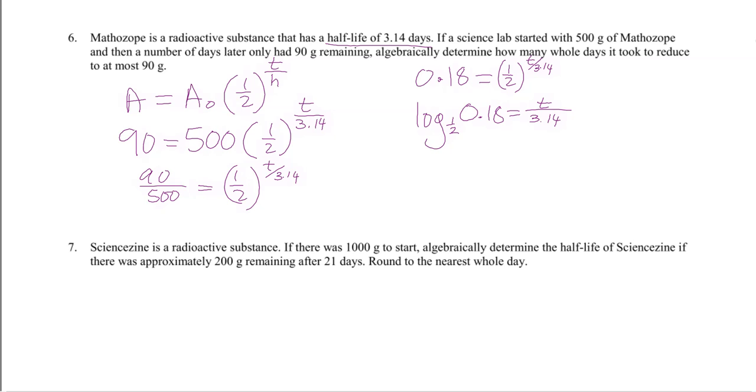So log base 1/2 of the number, we're going to get 0.18. Okay, and you can write that as 90 over 500, right? You go log base 1/2 of 90 divided by 500 equals T over 3.14. Isolate T if you like, so it's 3.14 times log base 1/2.